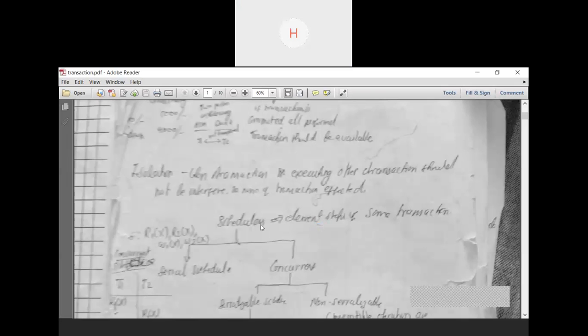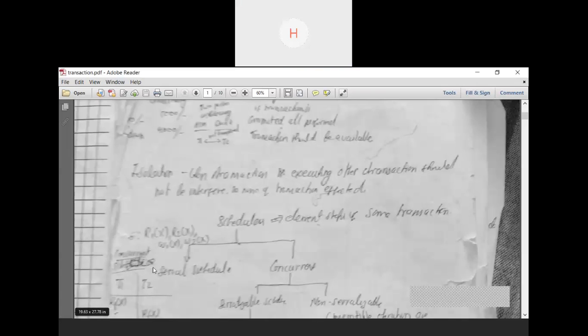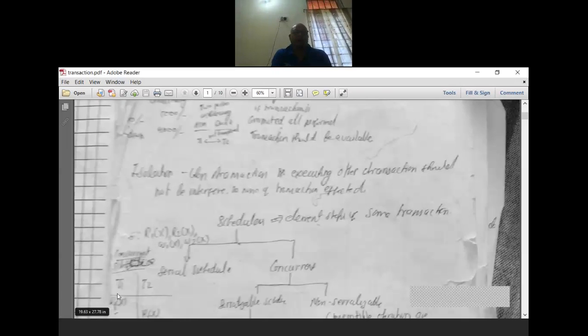These are the steps of the same transaction. A schedule is the steps for the transactions. It shows the timing: at what time, which transaction is performing what operation on which type of data item. Okay, so this is a schedule.